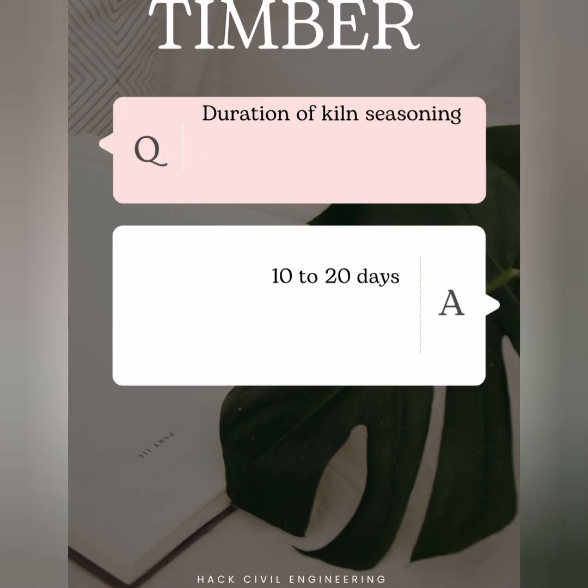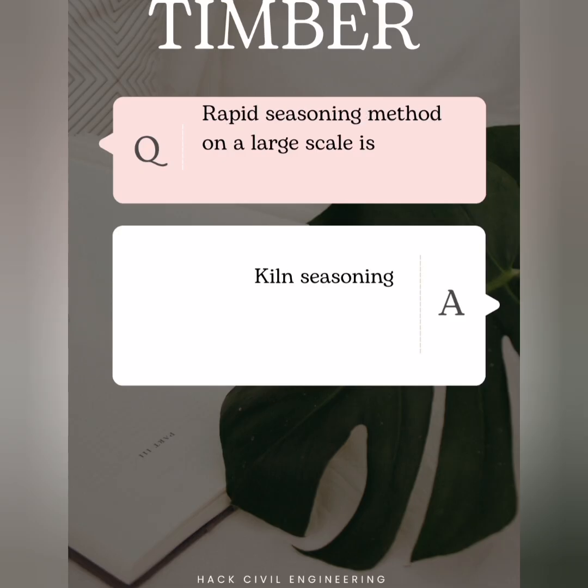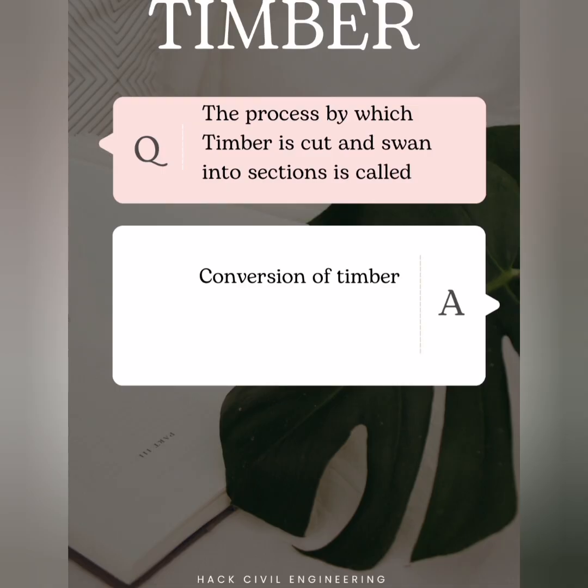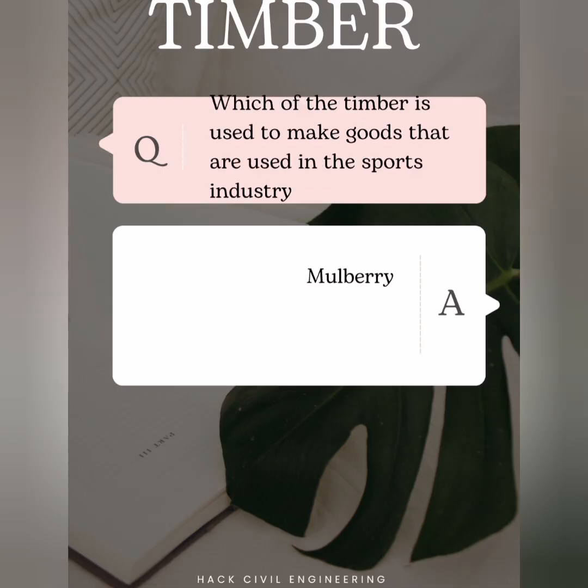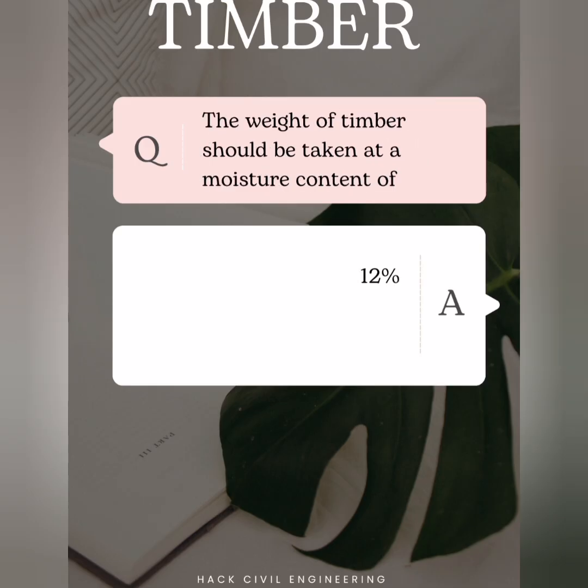Duration of kiln seasoning: 10 to 20 days. Duration of water seasoning: 2 to 4 weeks. Rapid seasoning method on a large scale is kiln seasoning. The process by which timber is cut and sawn into sections is called conversion of timber. Which timber is used to make goods used in the sports industry? Mulberry. The weight of timber should be taken at a moisture content of 12%.